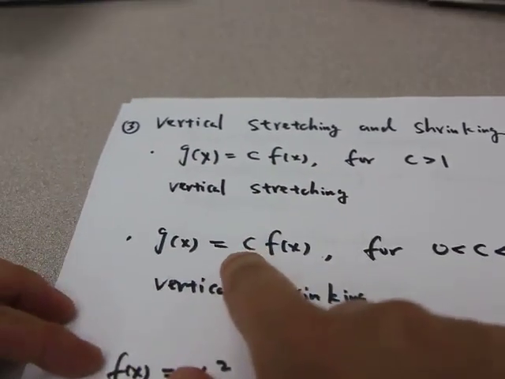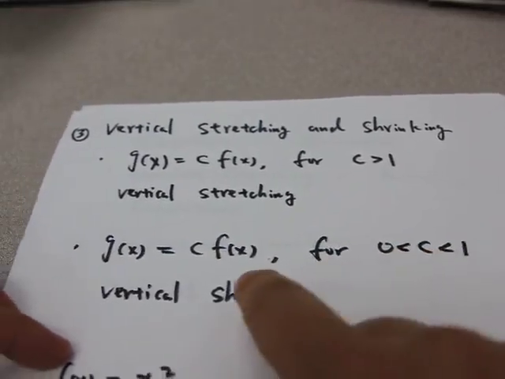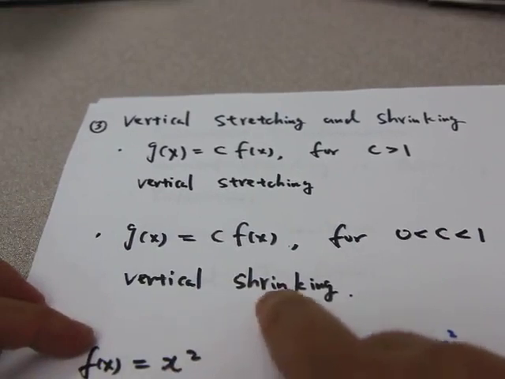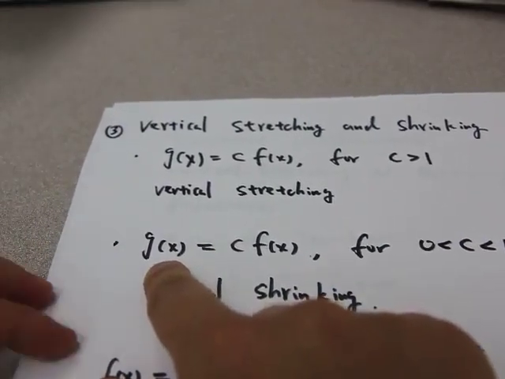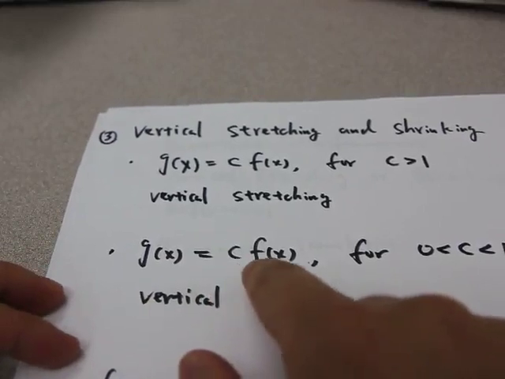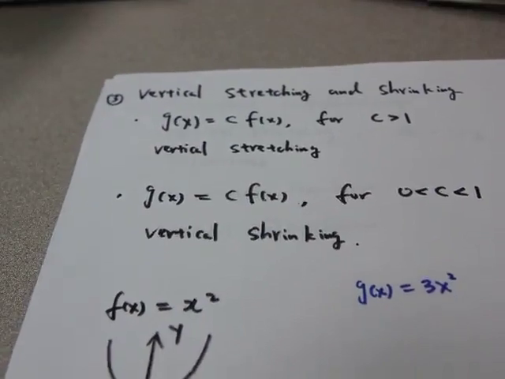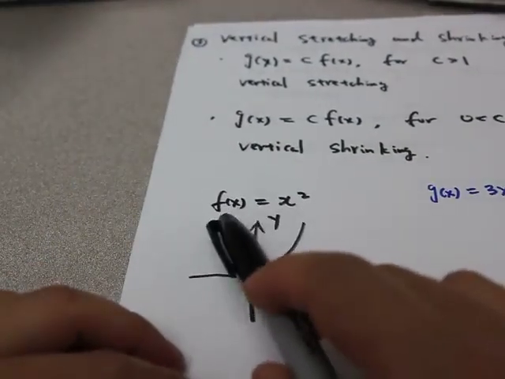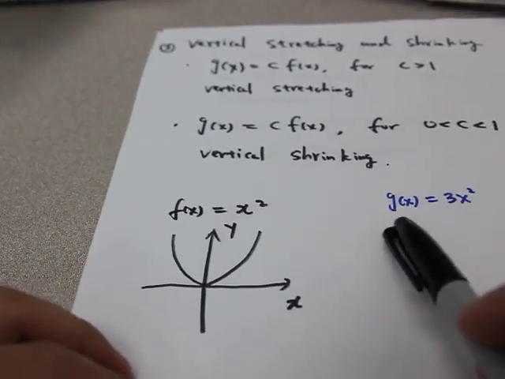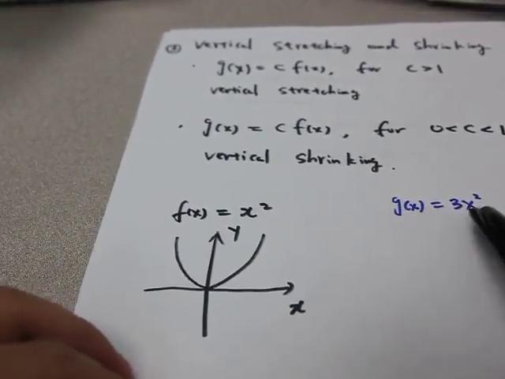And if this number we multiply by is between 0 and 1, this is called vertical shrinking. At this point, the graph of g(x) is found by compressing the graph of f(x). So for example, here we have this basic function f(x) equals x squared, and I want to graph the function g(x) equals 3x squared.